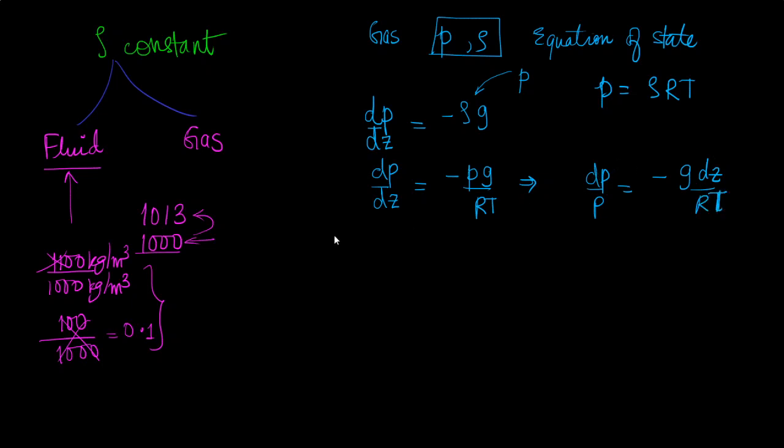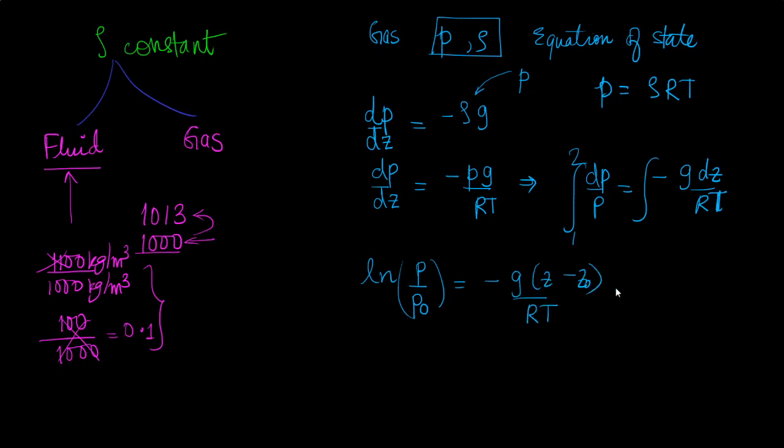So let me integrate this from points 1 to 2. So this will be ln P. Let me call the other point as P and the original point as P naught. So ln P upon P naught is equal to minus g (z minus z naught) upon RT. And this is under the assumption that the temperature itself does not change with z. I hope you can appreciate this, that temperature is assumed to be a constant.